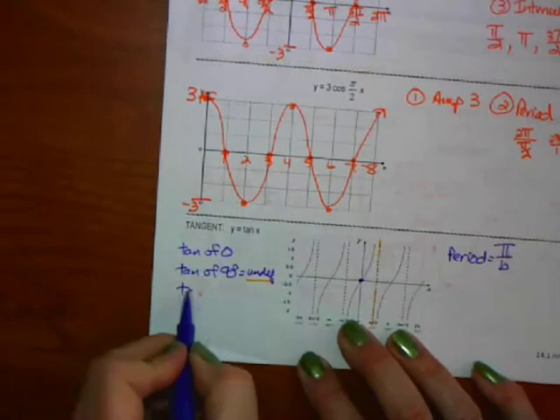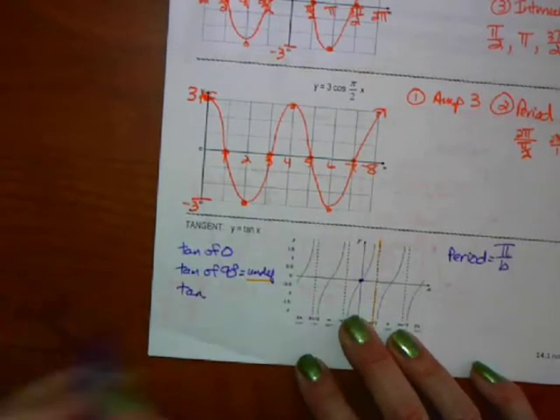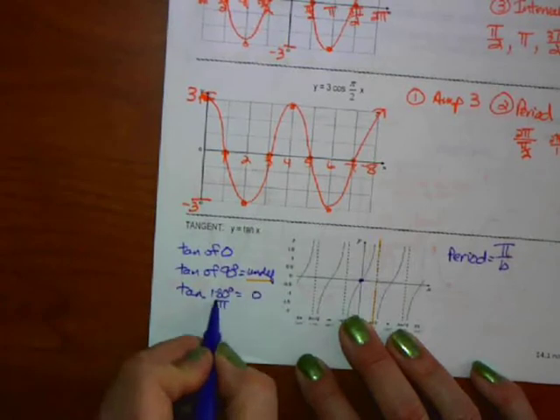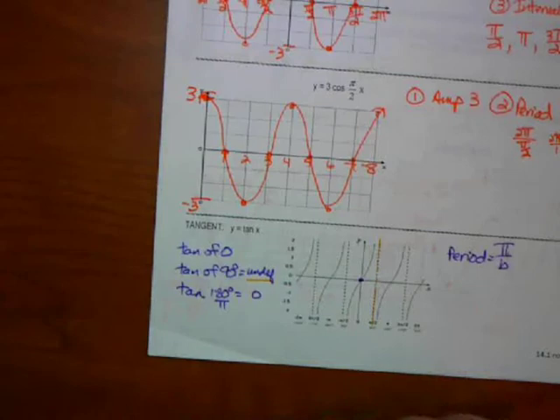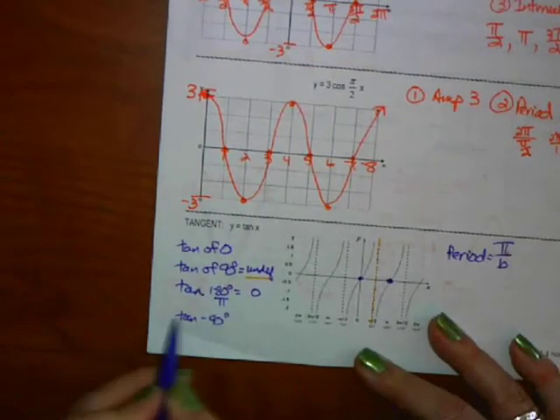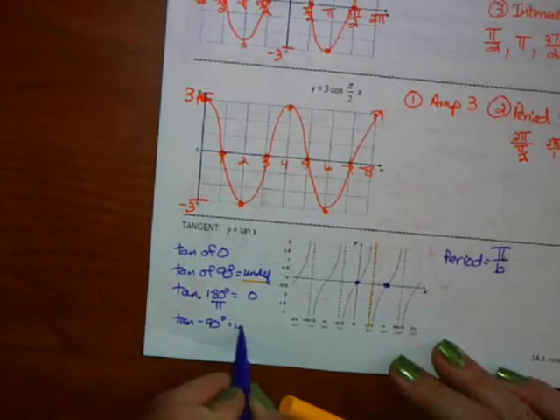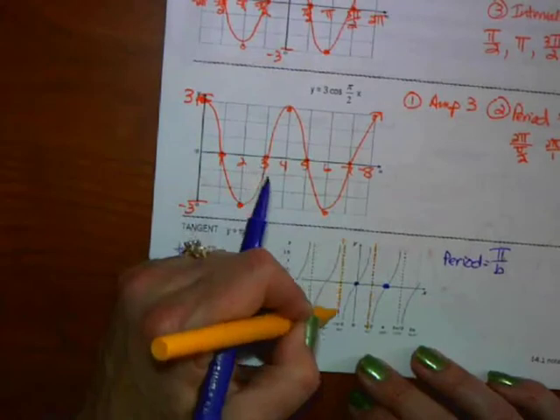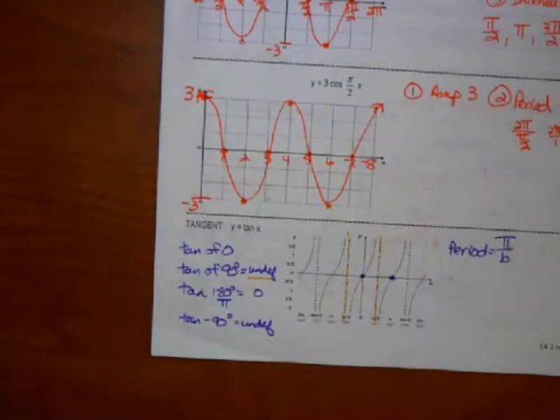Okay? Tangent of 180 equals 0. Remember, 180 is pi. And look, that's exactly where it hits the graph here, right here. That's 180 degrees. If I think about going the other way, the tangent of negative 90 degrees is also going to be undefined, and that's where this comes from, negative pi over 2. So you have to mark all those spots where it's undefined with an asymptote.